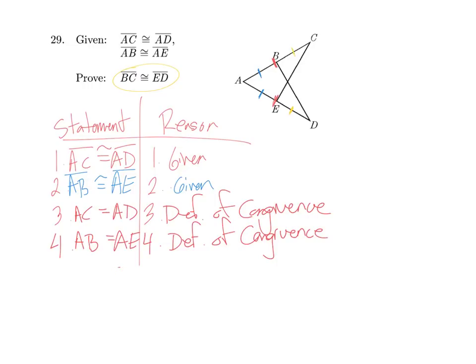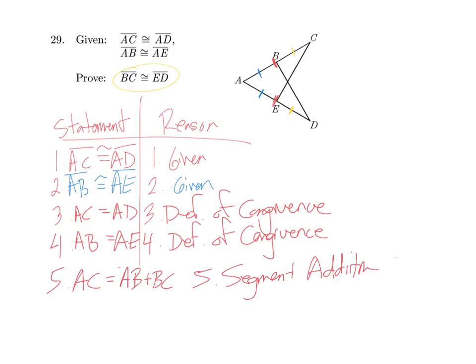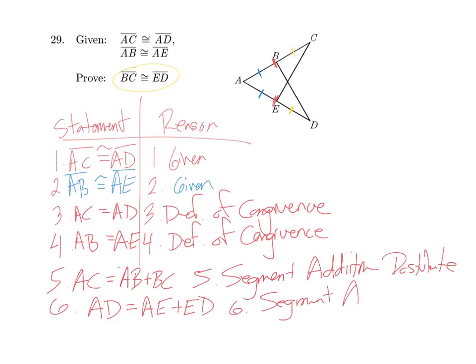Okay, let me get that out of the way. All right, so 5 now. I know that AC is equal to AB plus BC. All right, and my reason is that's just segment addition postulate. 6. And then I know AD is equal to AE plus ED. That's also segment addition postulate.